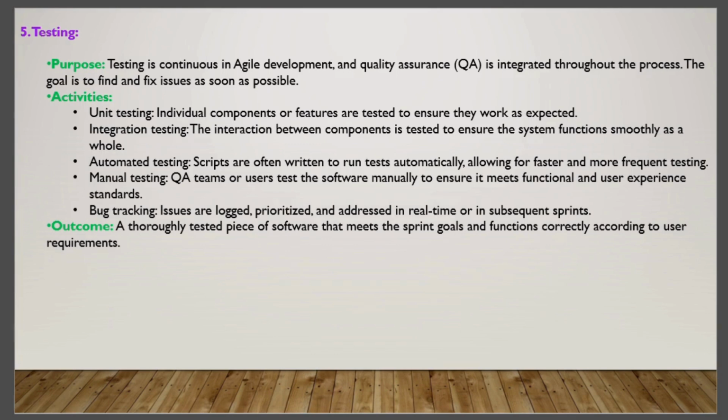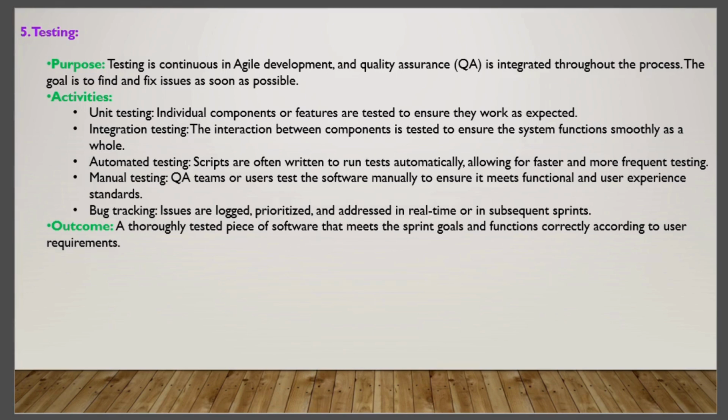Then fifth phase is testing. Let's see the purpose. Testing is continuous in agile development, and quality assurance is integrated throughout the process. The goal is to find and fix issues as soon as possible. Then see the activities that are involved in testing.